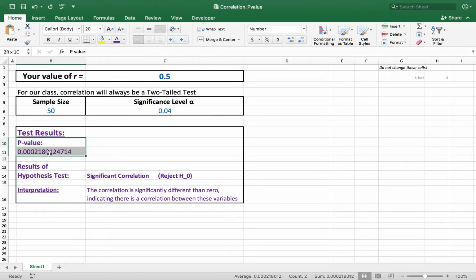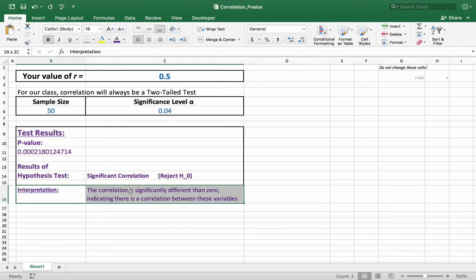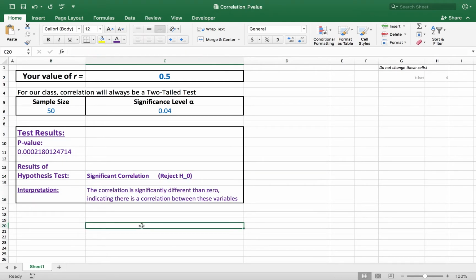So this is where we would compare our p-value against our significance level. Whenever it's under, we reject H0. And remember, our null hypothesis in this case is that there's no correlation at the population level, which means if we're rejecting H0, we actually have what we call a significant correlation. And our interpretation for this is that it's significantly different than 0, indicating we do have a relationship, some sort of association between these two variables.